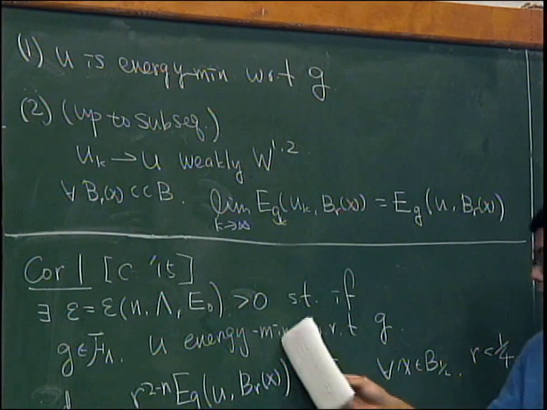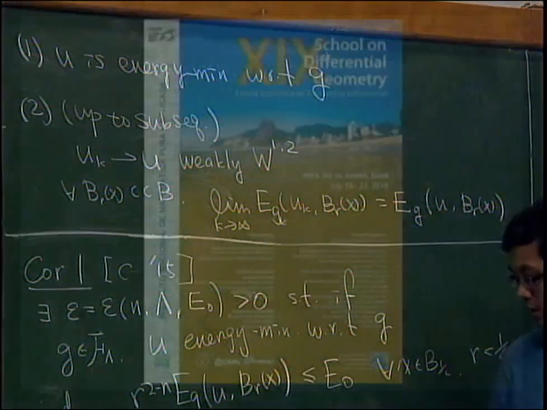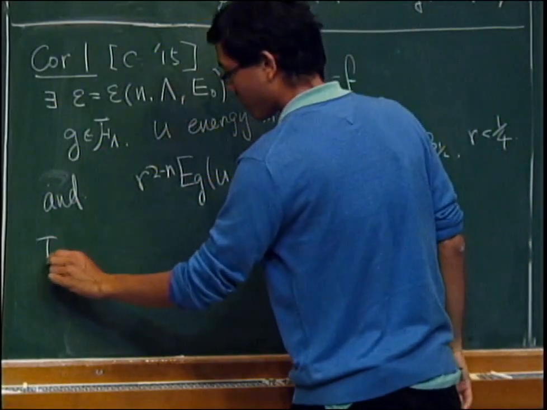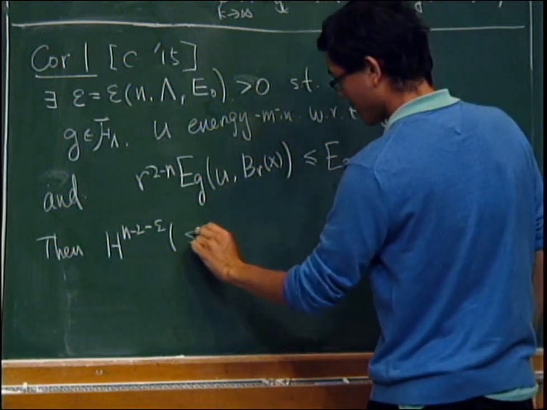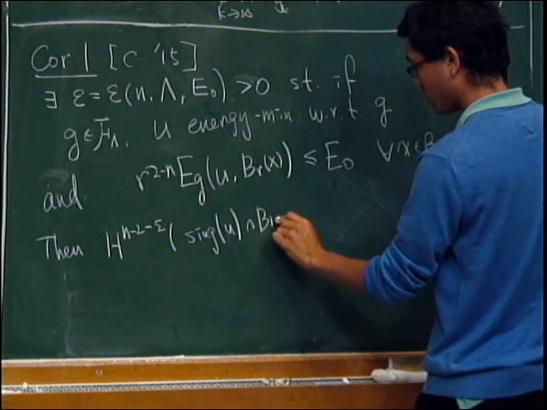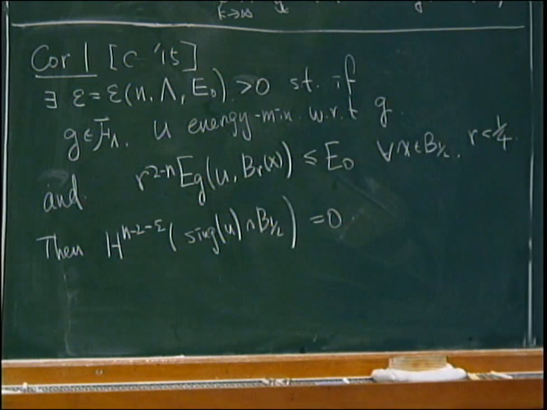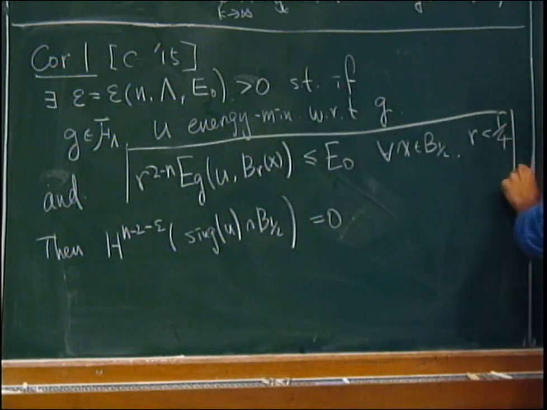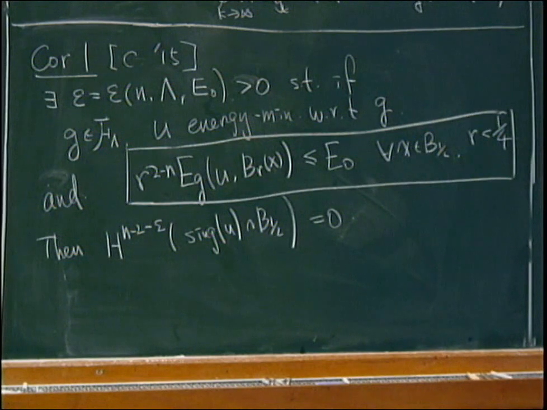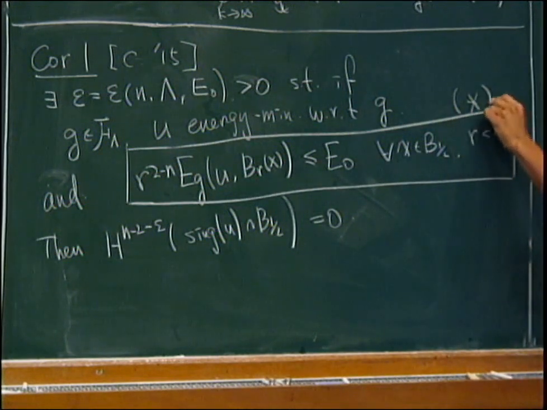So if we have an energy minimizing map with respect to such a metric and whose energy is bounded at all scales, then actually the H^{n-2-epsilon} measure of the singular set vanishes. Okay, so on one hand, it's a slight improvement of the result of Xi here, because we pushed n minus 2 down to n minus 2 minus epsilon. But on the other hand, we had this additional assumption because we don't have a monotonicity formula in the rough metric case. Let me call this assumption star.